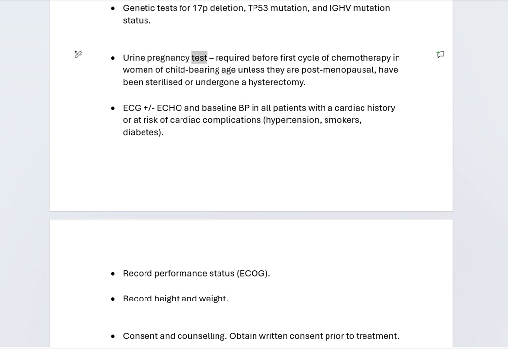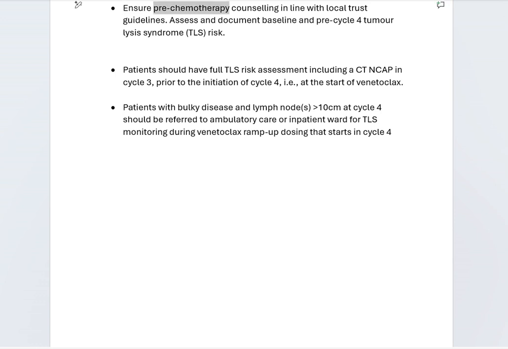Urine pregnancy test is required before the first cycle of chemotherapy in women of childbearing age unless they are postmenopausal, have been sterilized or have undergone a hysterectomy. ECG plus or minus echo and baseline BP in all patients with a cardiac history or at risk of cardiac complications: hypertension, smokers, diabetes. Record performance status, ECOG. Record height and weight. Consent and counseling: obtain written consent prior to treatment, and ensure pre-chemotherapy counseling in line with local trust guidelines.